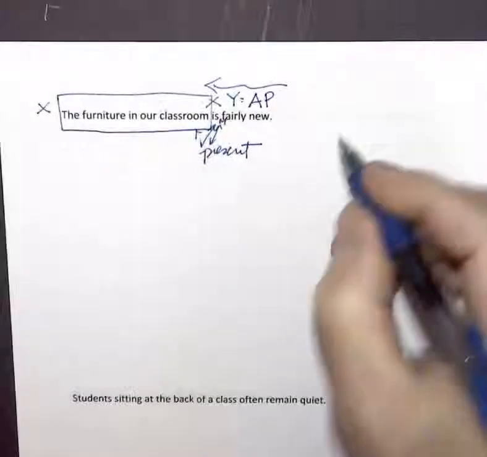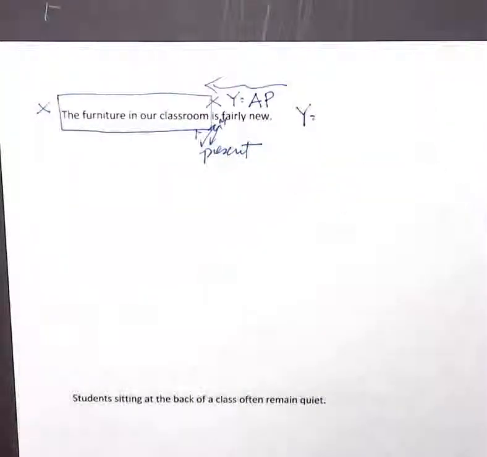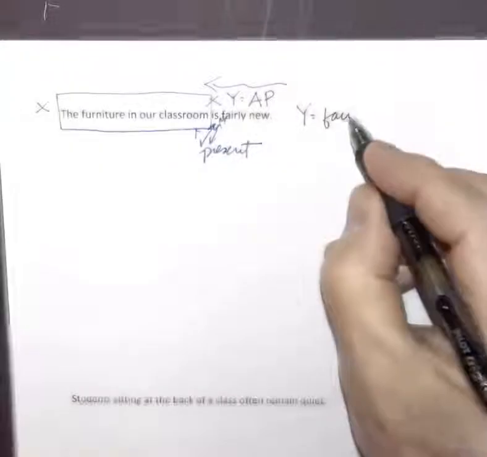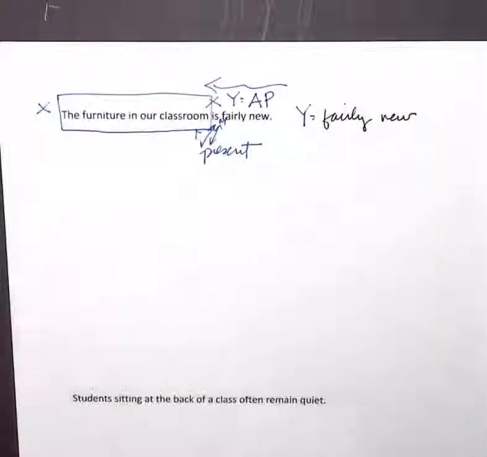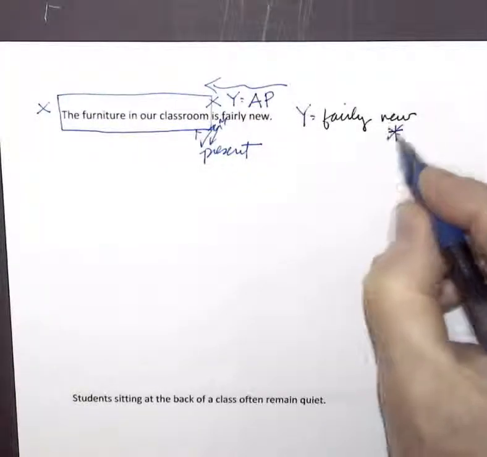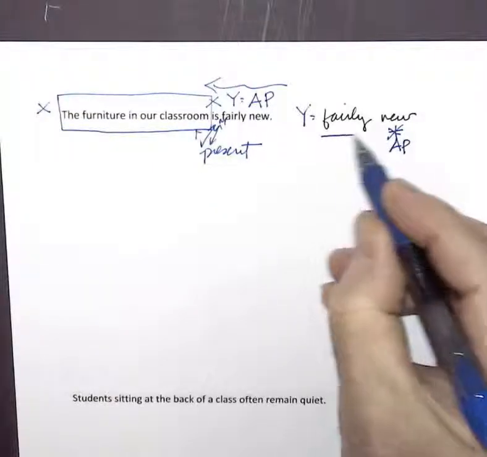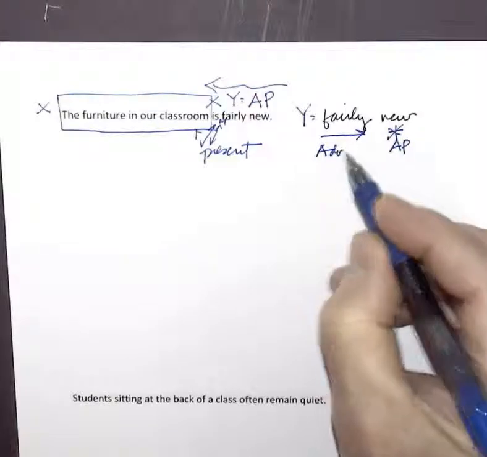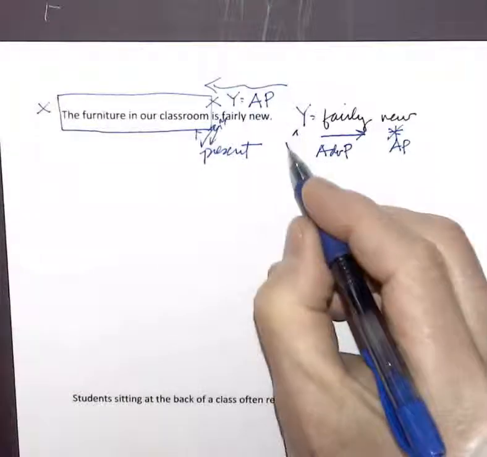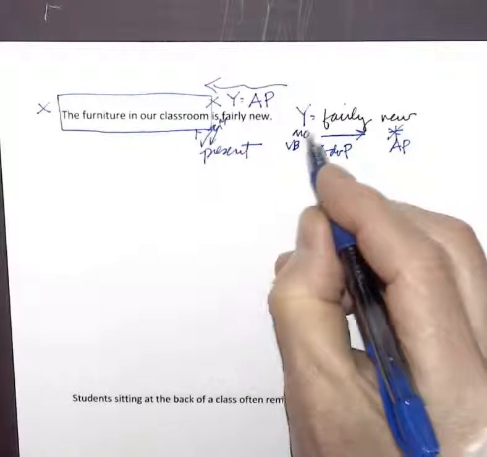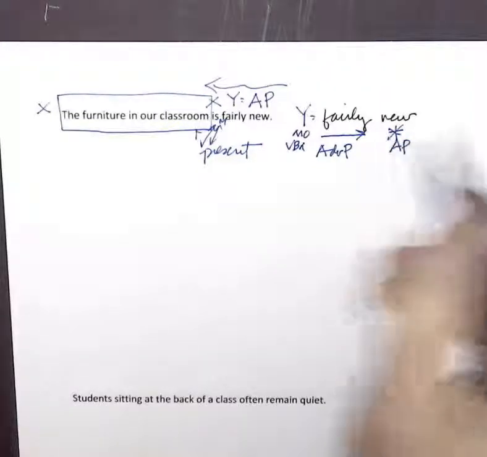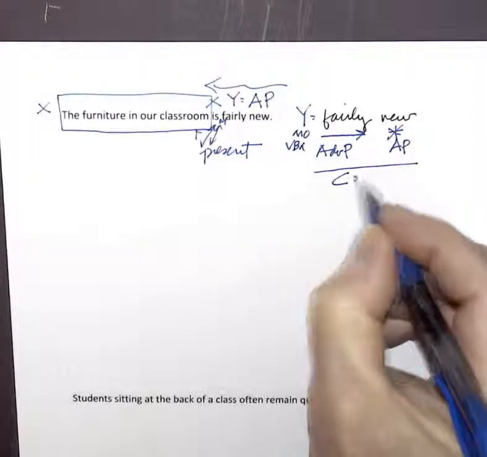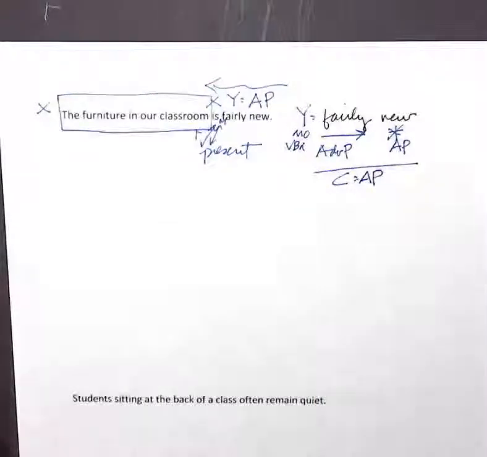Let's continue. We'll work with the Y first. So fairly new. New is the head. It's an adjective phrase. And fairly is an adverb phrase. How new is it? Fairly new. Okay, we're done. Oops, I forgot. The verb place, particle, object places, did that backwards, are empty. And fairly new, this is actually our complement. It's the adjective phrase. Sorry about that.